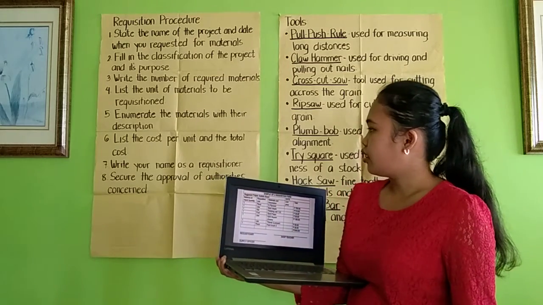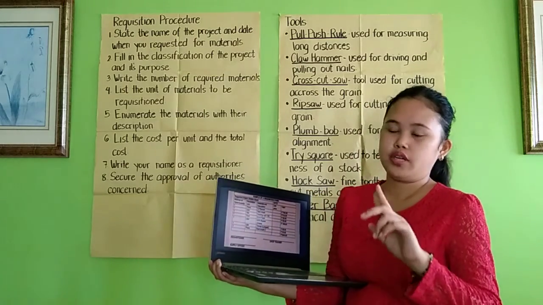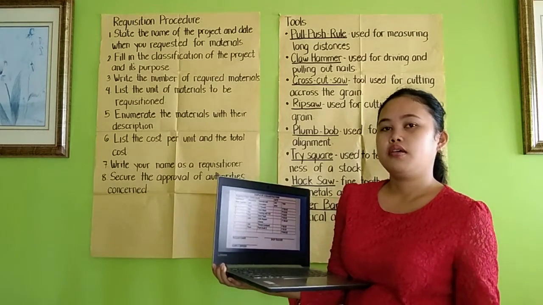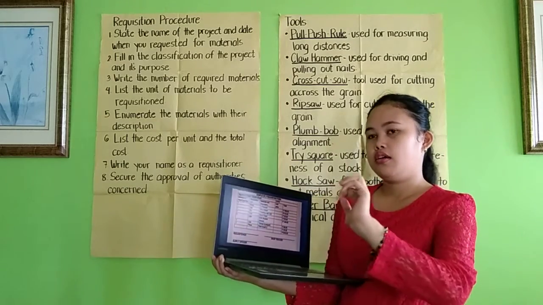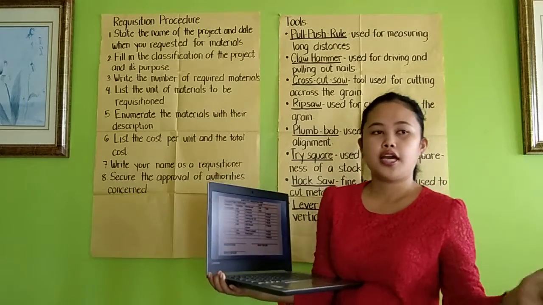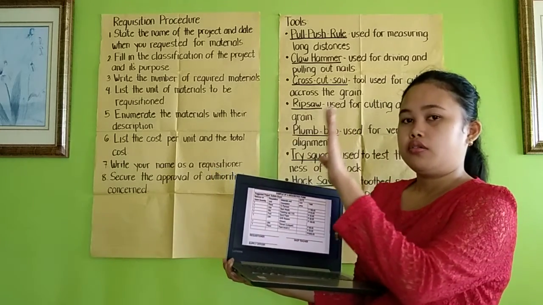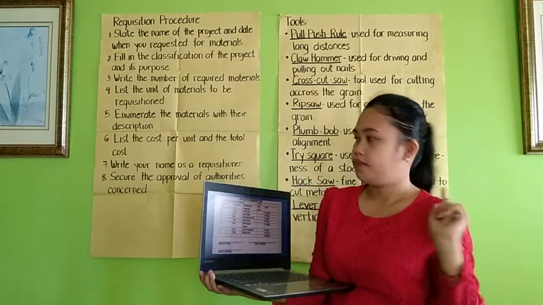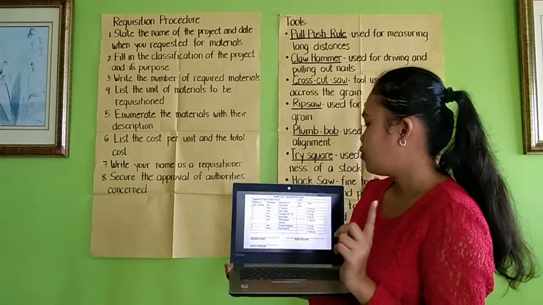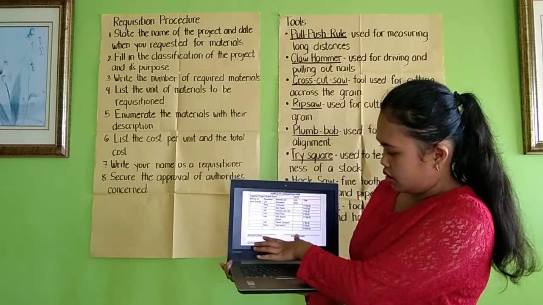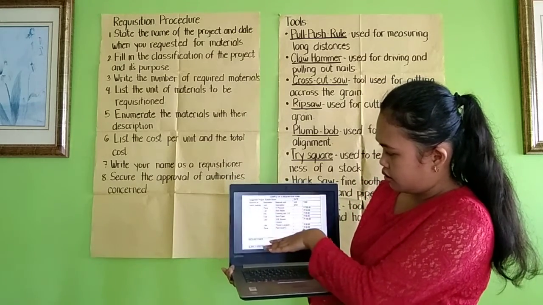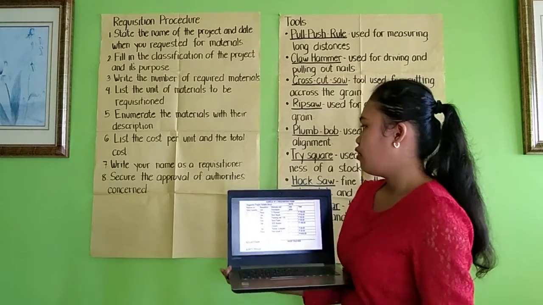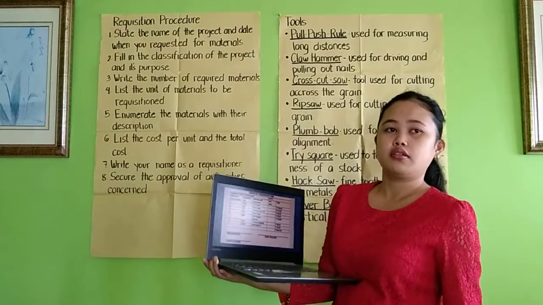List the cost per unit and the total cost. So you have to list the cost per unit. For example, if a kilo of nails costs 90 per kilo, you have to state there 90 and multiply by how many kilos. So you will get the total cost of that material. Then write your name as a requisitioner. As you can see, it is written below the form, requisitioner. You have to write your name there for validation.